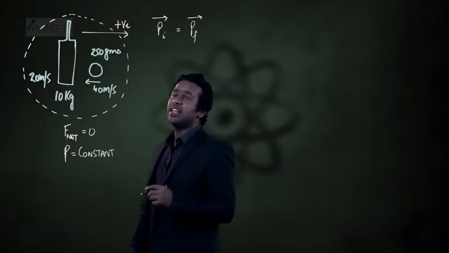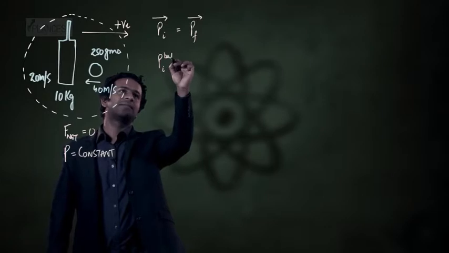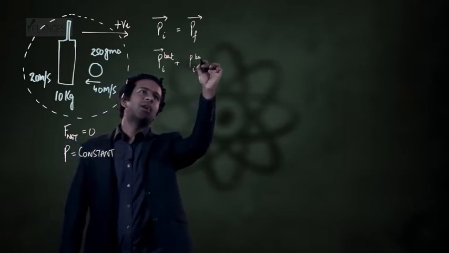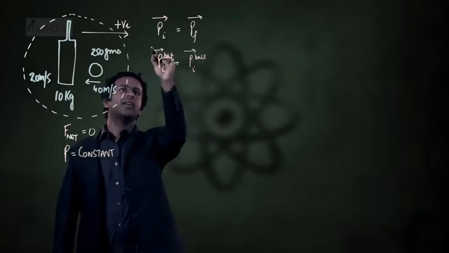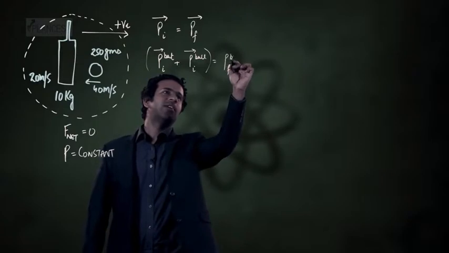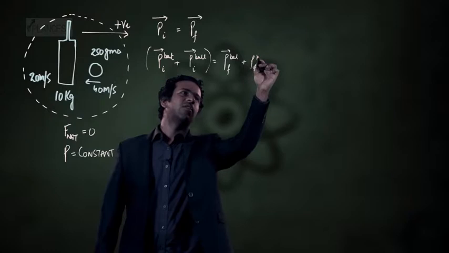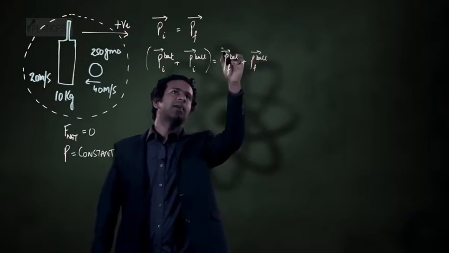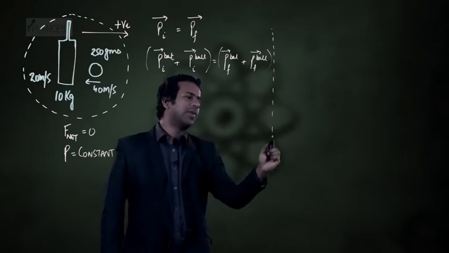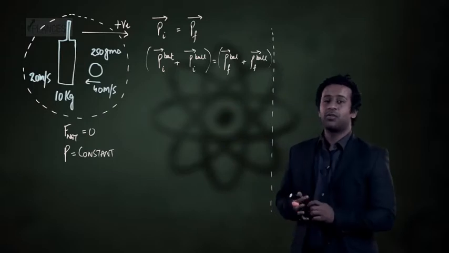That is, the initial momentum is equal to the initial momentum of the bat plus the initial momentum of the ball, and this should be equal to the final momentum of the bat plus the final momentum of the ball. So this equation can be written by the principle of conservation of momentum. So let's now substitute values.